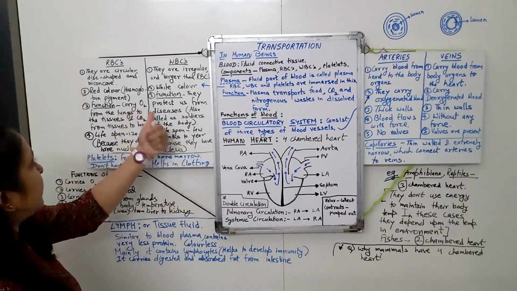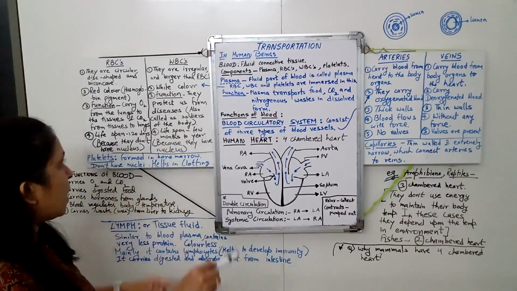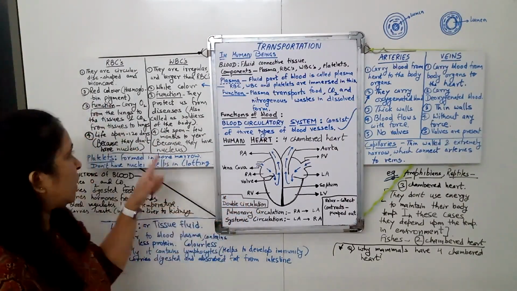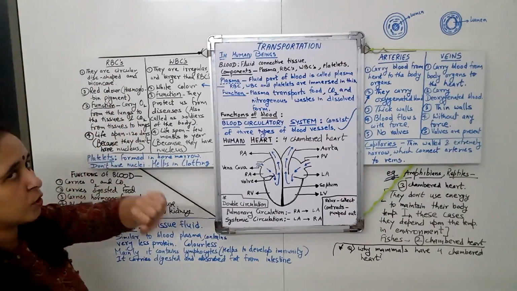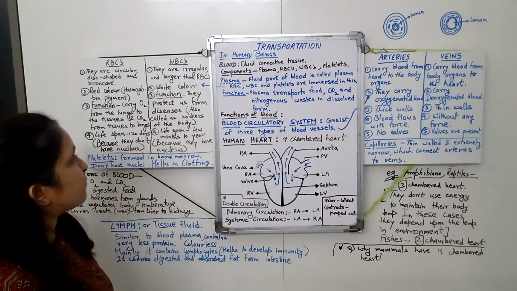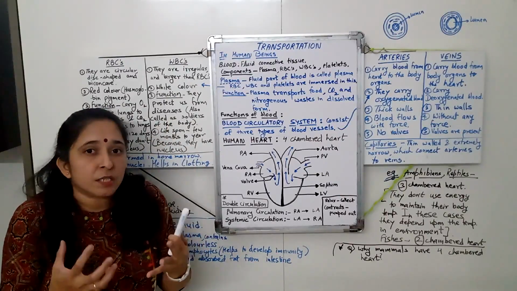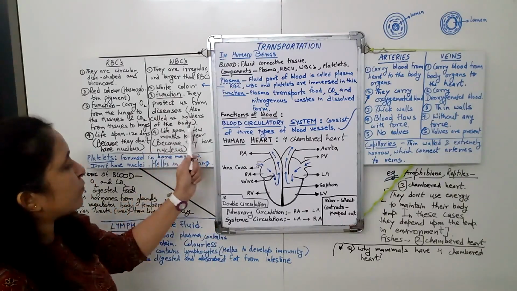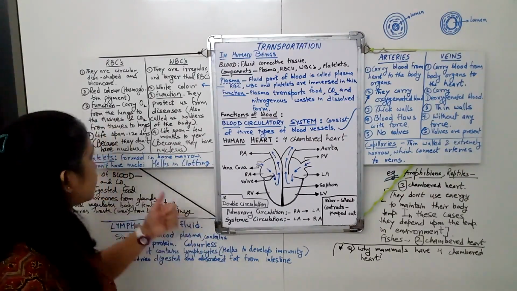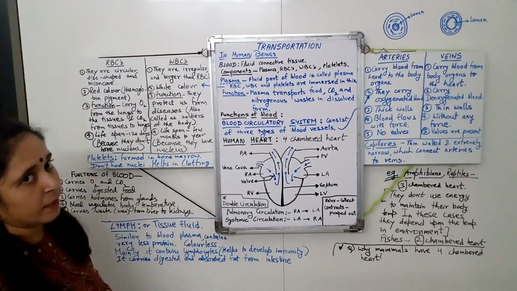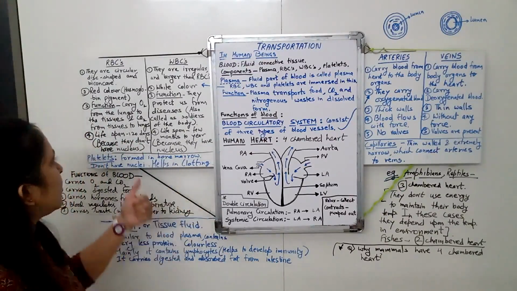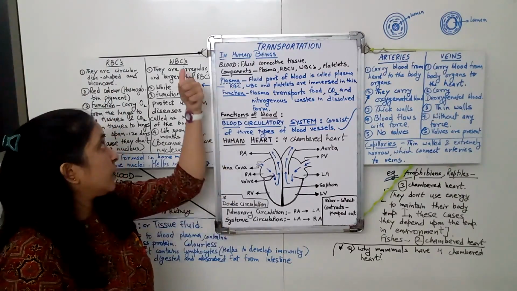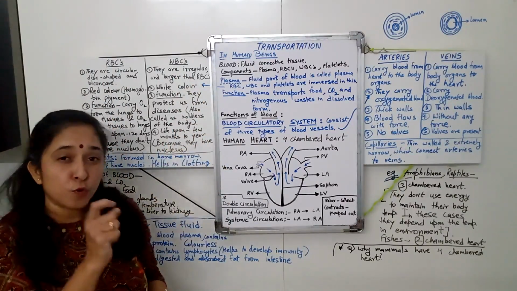So RBC carry oxygen from the lungs to the tissues and carbon dioxide from the tissues to the lungs. So that is the main function of RBC. Now WBC, the function is mainly that they protect us from disease, and that is why they are also called soldiers of the body. Now the lifespan, that is the life period: the lifespan of RBC is 120 days, but for WBC the lifespan is a few months to a year.